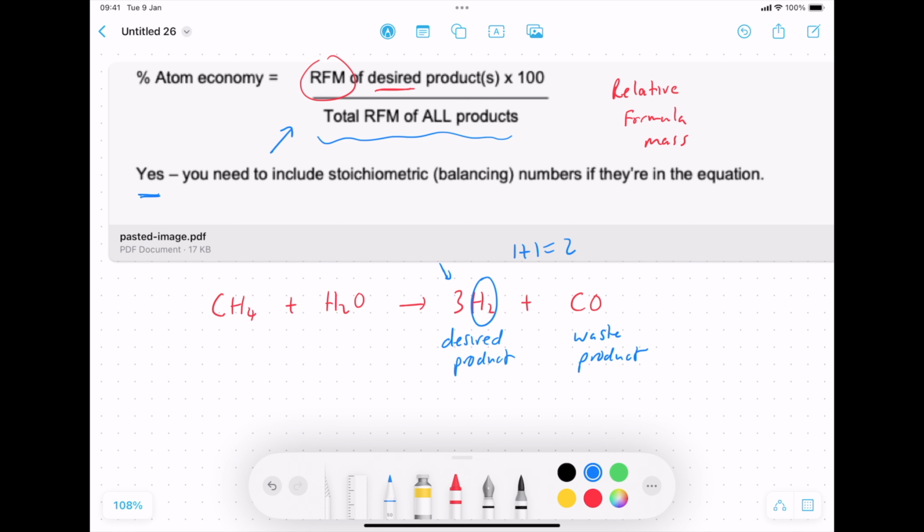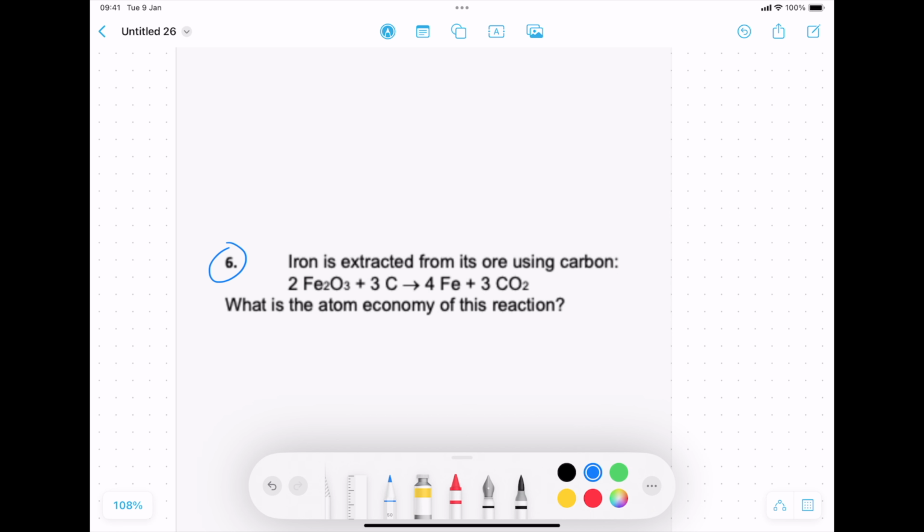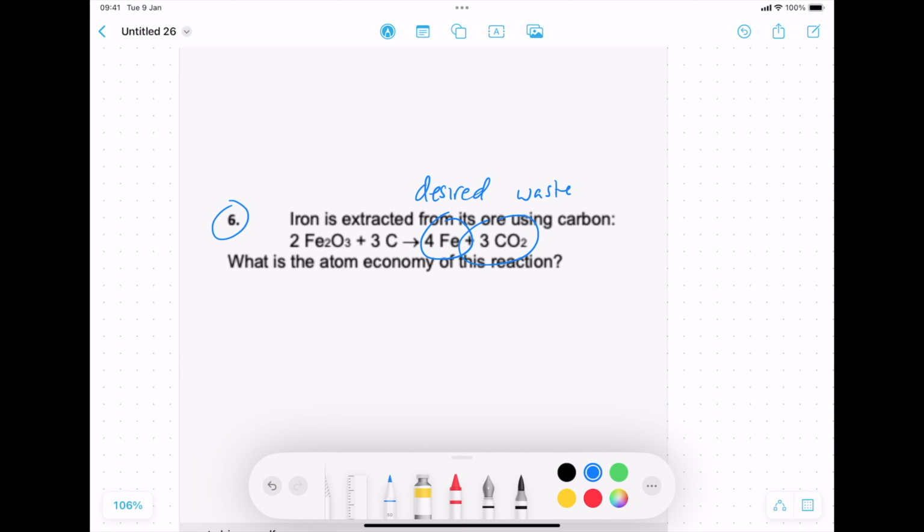Before we start, make sure you've got your calculator and your periodic table, because to work out the relative formula mass of compounds, obviously you need the individual atomic masses for each of the elements. So what is the atom economy of this reaction? The desired product is the iron itself, and then the carbon dioxide is going to be the waste. So we use the formula.